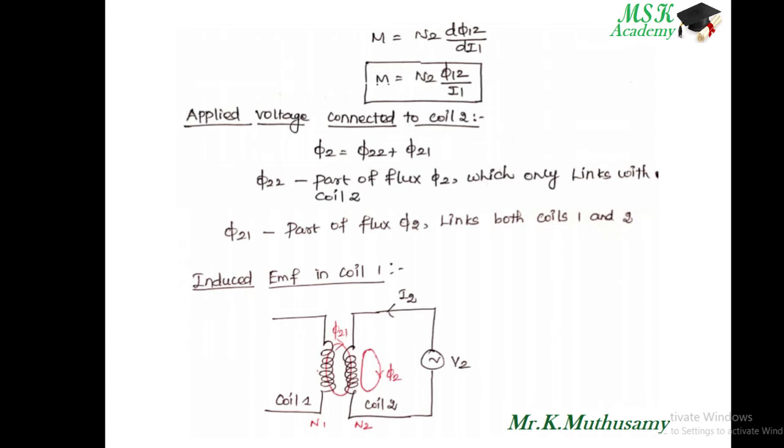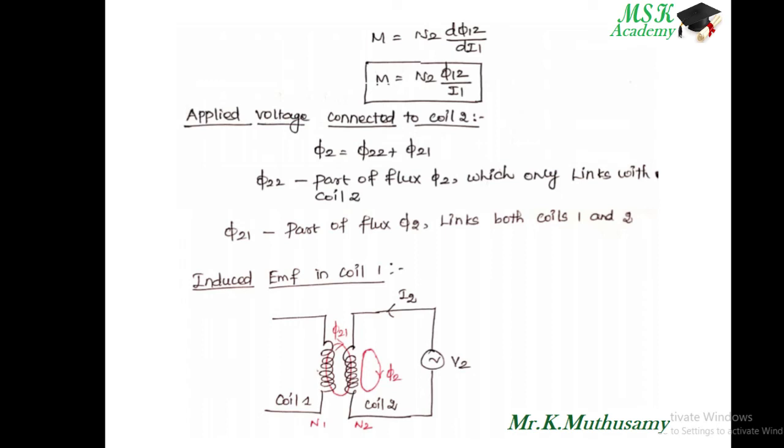In the next case, we connect the alternating voltage to coil 2. We find the induced EMF produced in coil 1. Coil 2 is a closed circuit. Due to that, current I2 is flowing through coil 2. The flux Phi2 is produced in coil 2. Phi2 is equal to Phi22 plus Phi21. Phi22 is the flux linking only coil 2. Phi21 is the flux linking both coil 1 and coil 2.